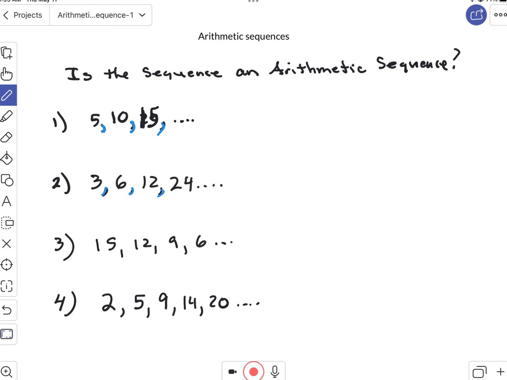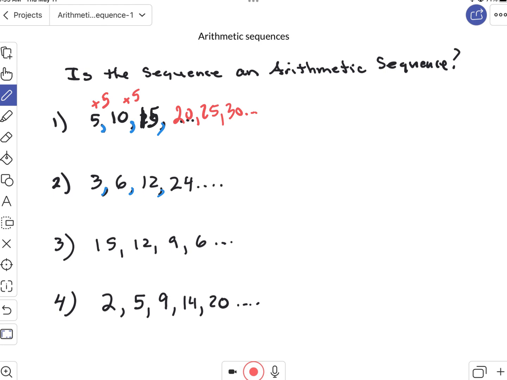So if we look at the first one, what do you notice? How are we getting from 5 to 10, 10 to 15, etc.? Do you notice the pattern? Did you say that if you add 5 plus 5, you get 10, and if you add another 5, you get 15? So the pattern is to add 5. So we can continue the pattern because we know that we're adding 5. So we could continue and say 20 and 25 and 30 and so on.